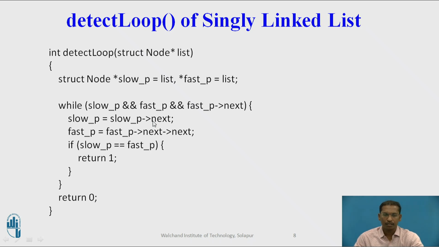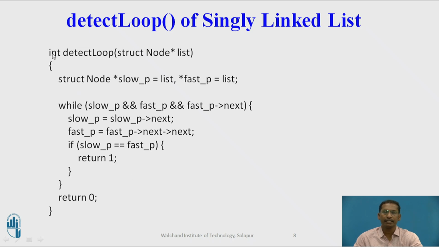At each step it will traverse by one next node like this, and fast pointer will skip the next node and go to the second node like this. So fast pointer is equal to fast pointer arrow next arrow next like this. Okay, so it will skip the next node and jump to the node after it. If slow pointer double equal to fast pointer, if at any stage slow pointer and fast pointer both are pointing to the same node, return 1, meaning a loop is present in the singly linked list.